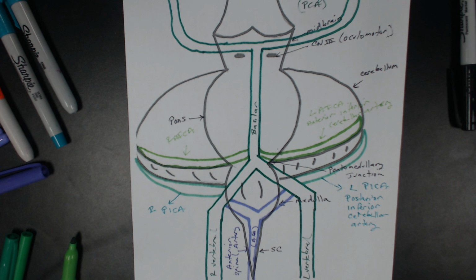A person had a problem, had damage or a stroke that affected their ICA. What kinds of signs and symptoms would you expect?